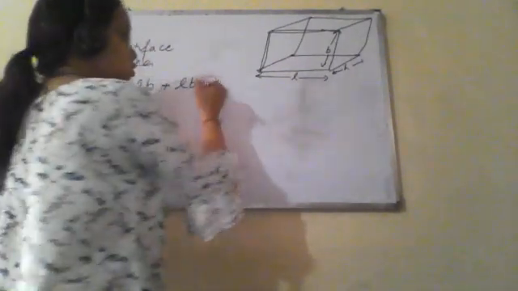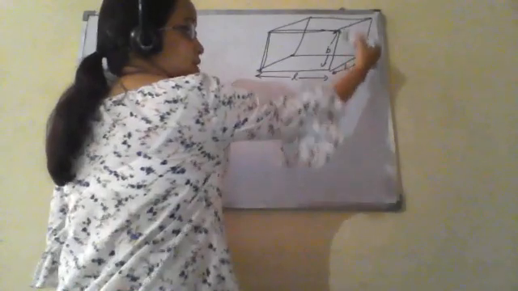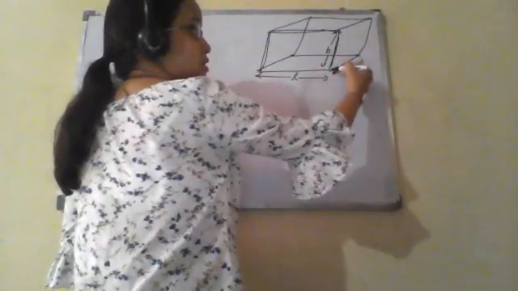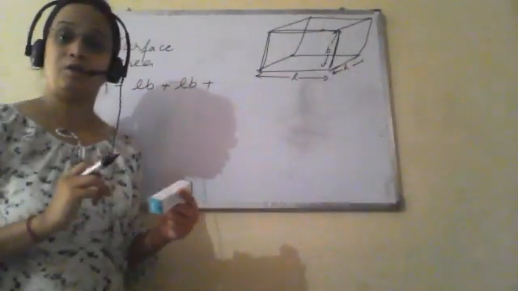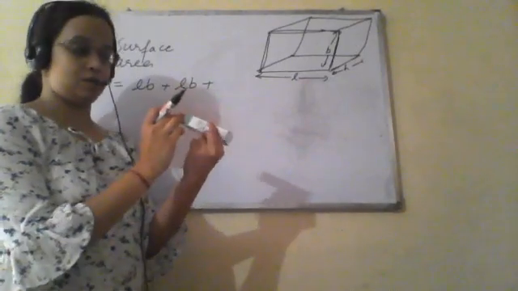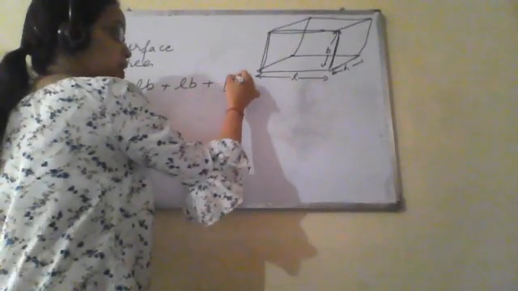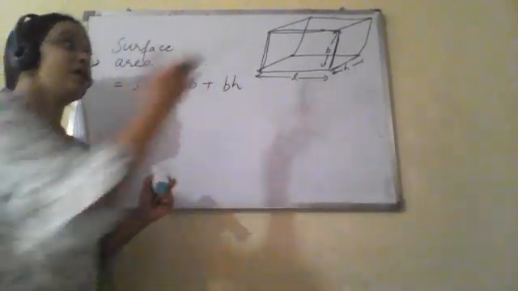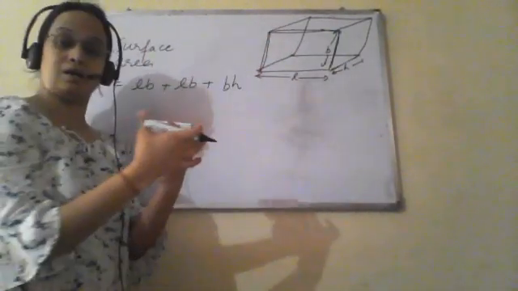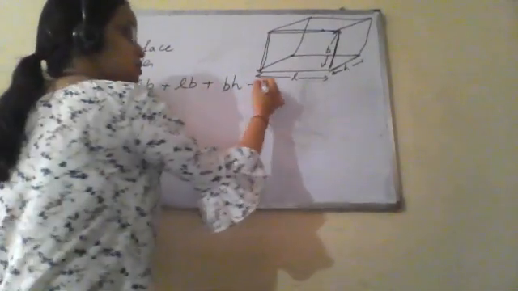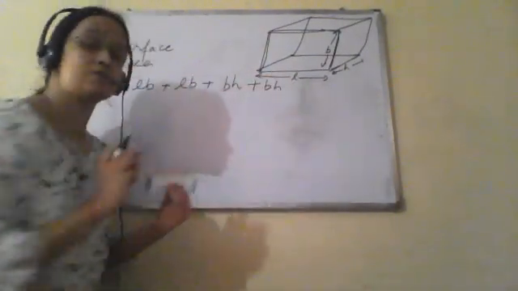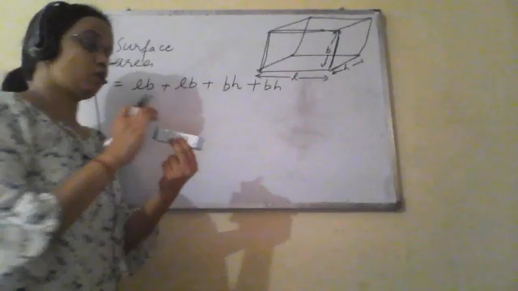Now we are talking about the side face. This is B, this is H. Again it is a rectangular shape. So what will be the area of this particular face? It will be B into H, BH, and one similar surface is at the front of this. So it will again be plus BH, because there are two equal surfaces.